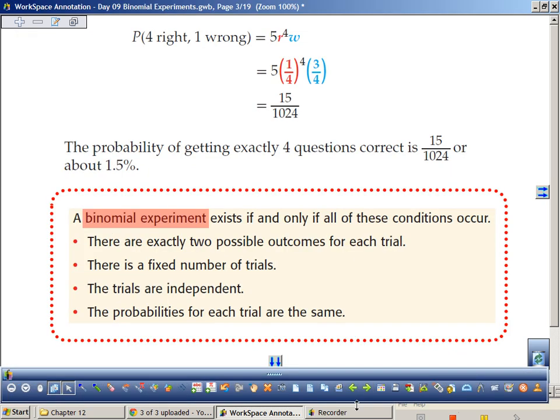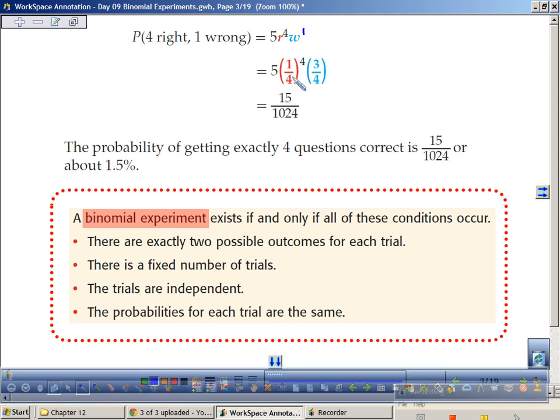Okay, so I'm going to show you 2 different ways. This one is this one fixed up. So 4 right, 1 wrong would be R to the 4th, W to the 1, correct? There's a 1 in 4 chance if it's a multiple choice, right? A, B, C, or D. So it's 1/4 chance to the 4th, 3/4 chances to get it wrong, right? Isn't there 3 out of 4 chances to get it wrong on a multiple choice? A, B, C, or D? It would be if it was A, B, C, D, or E. Then it would be 1 out of 5 and 4 out of 5. So the probability of getting exactly 4 questions correct is 15 over 1024, or about 1.5%.